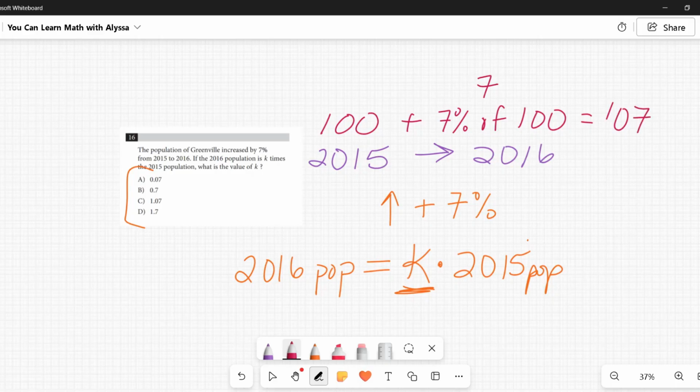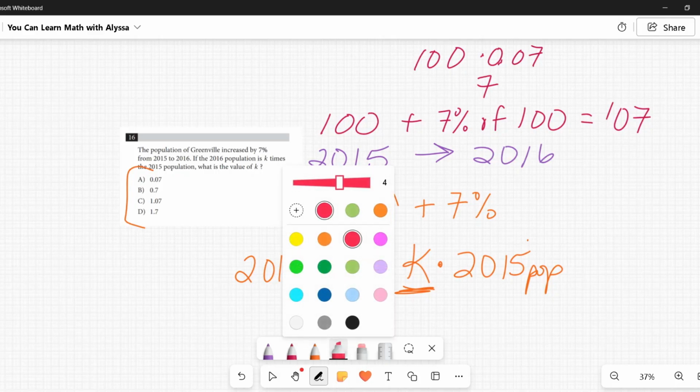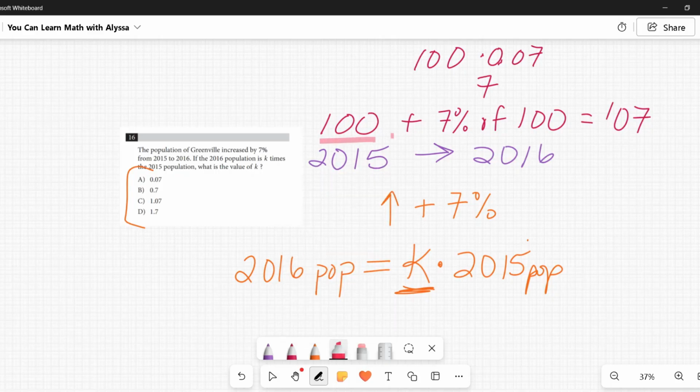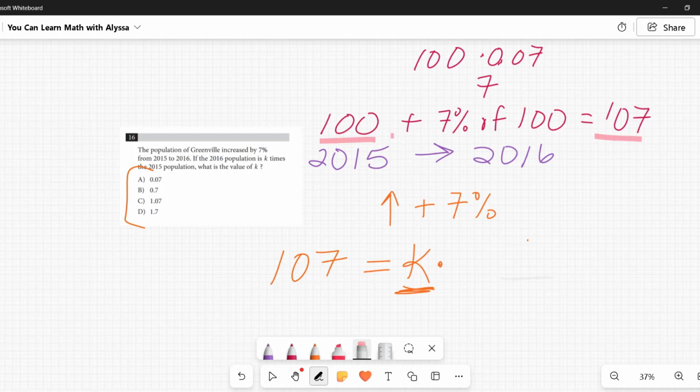And we get 7% of 100, in case this is a reminder here, we multiply 100 times 7%, which is 0.07. So 100 times 0.07 is how we calculate 7% of 100. All right, so I know my 2015 population, I said it was 100. My 2016 population is 107. So I'm going to go down here and I'm going to plug those numbers in. My 2016 population is 107. My 2015 population is 100.